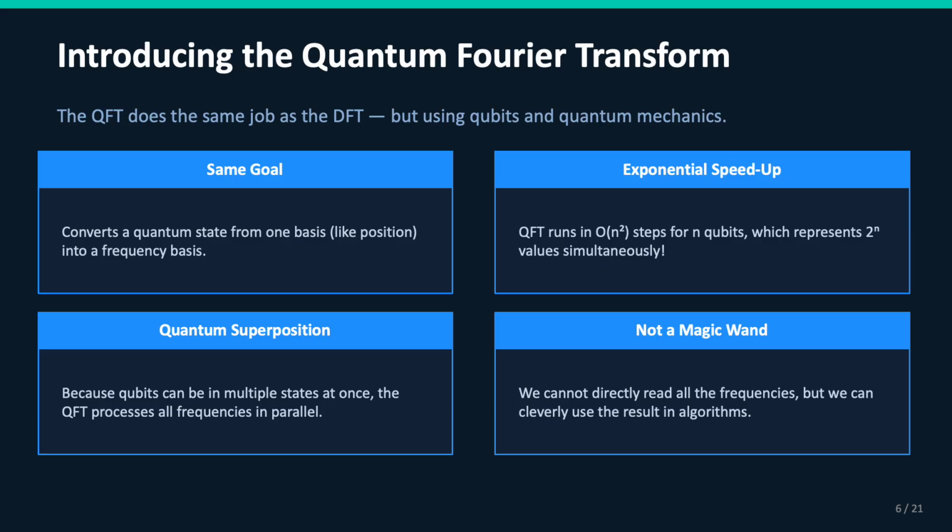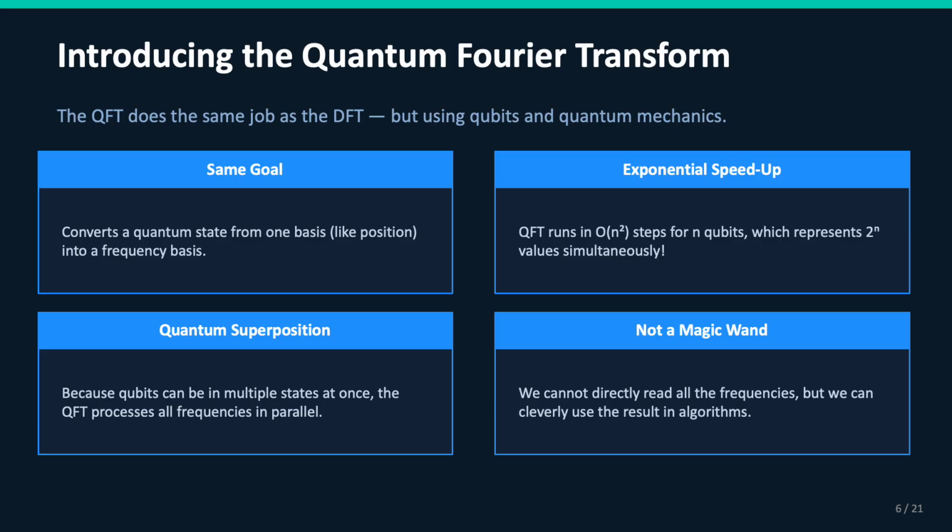Classically, you need a separate number for each input value. Quantum mechanically, a handful of qubits encode all of them at once, and the QFT transforms this entire superposition in a number of steps that grows only as the square of the number of qubits.